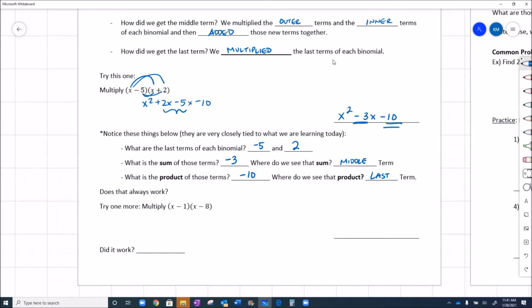Let's see. If we do this again, x squared, what's the sum of negative 1 and negative 8? Negative 9. What's the product of negative 1 and negative 8? Positive 8. Let's see if that's what we get when we multiply it. So we got x minus 1, x minus 8, and so we get x squared minus 1x minus 8x plus 8. Put these together, negative 9x. Yeah, it works.